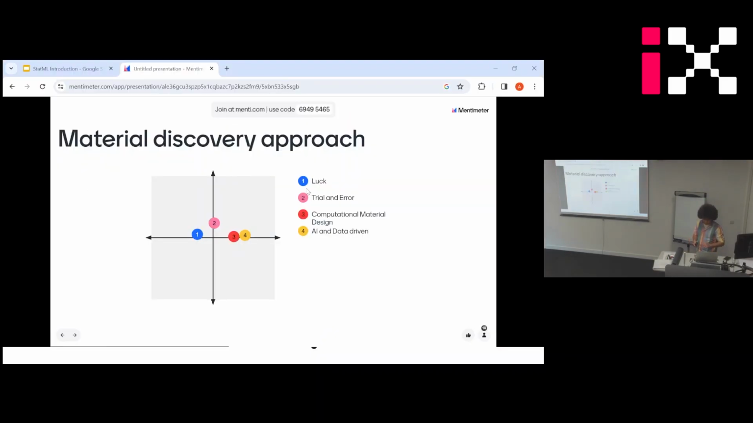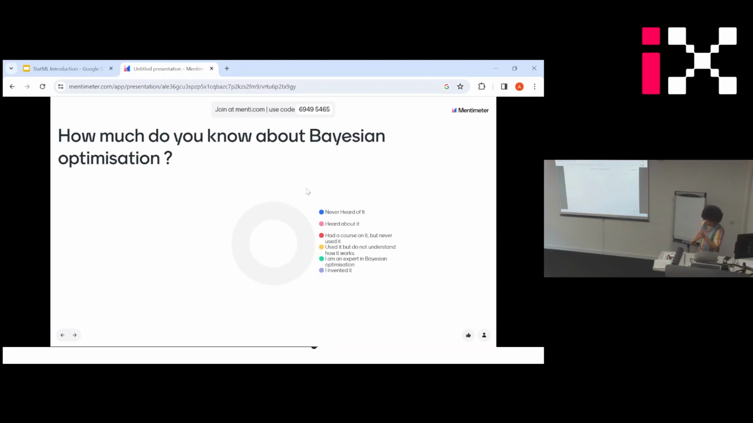I'm just going to ask you a quick question here about how much you actually know about Bayesian optimization, and depending on that, I'm going to tailor the rest of the talk.